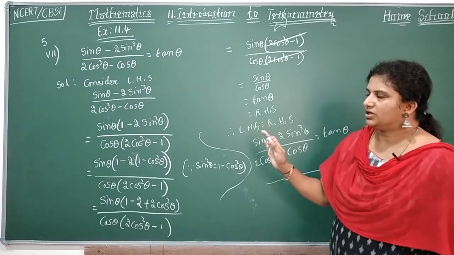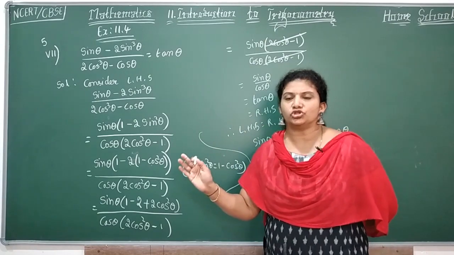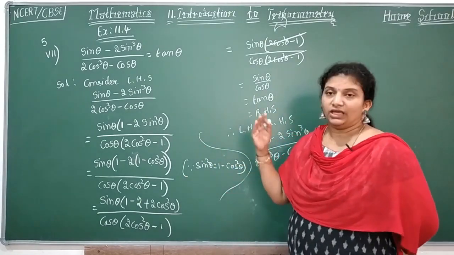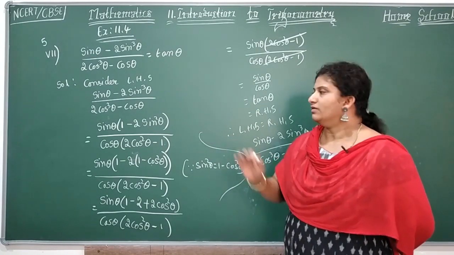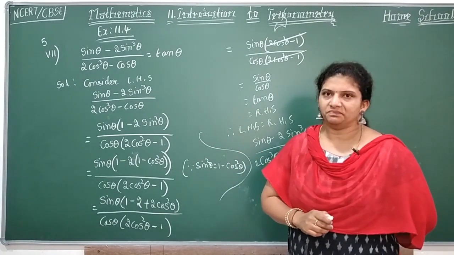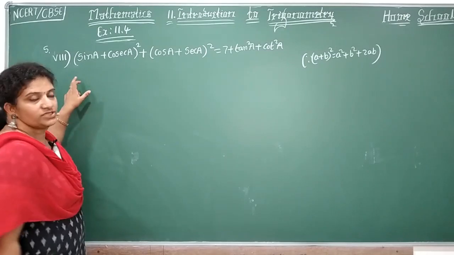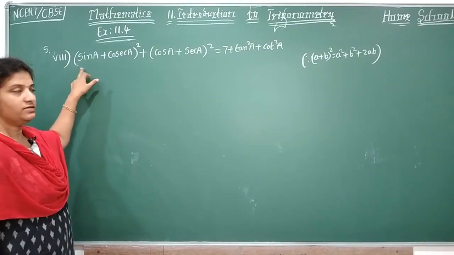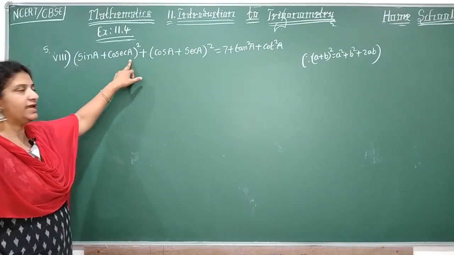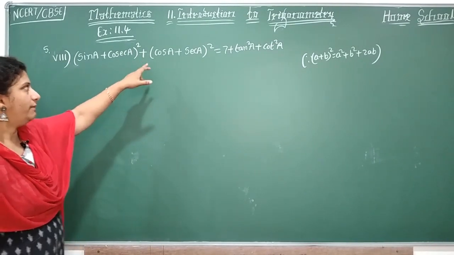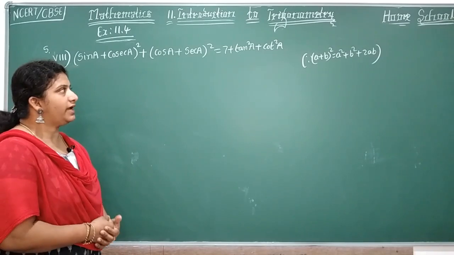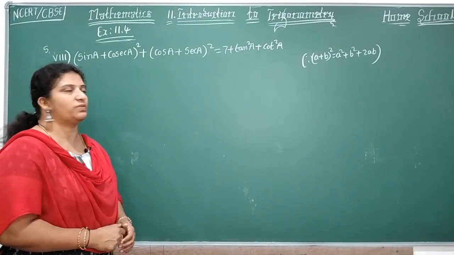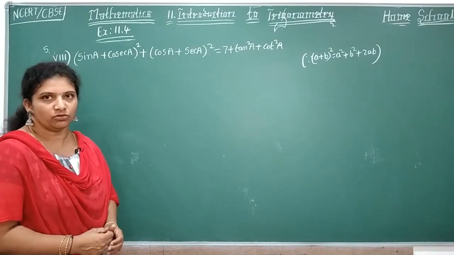Look here, children, how to do it: you should think about what is given, what I have to do, and which identity I can apply. What is your fifth main, eighth problem? Sin A plus cosecant A whole square plus cos A plus secant A whole square is equal to 7 plus tan square A plus cot square A. You need to prove this.